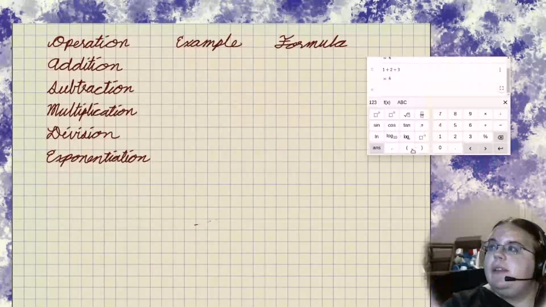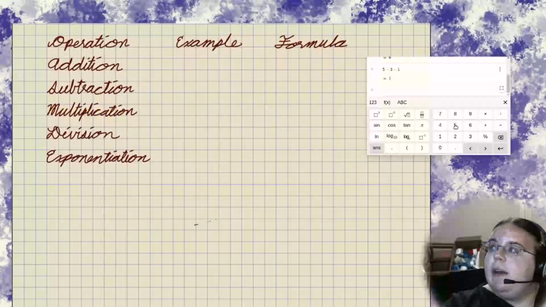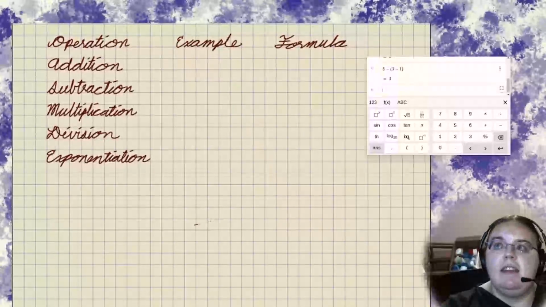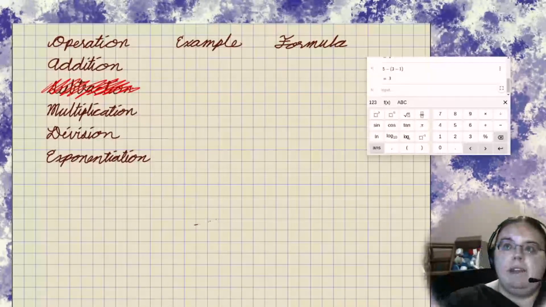So what about if we try to subtract 5 minus 3 and then from that minus 1? Well, we get 1. But then what about if we do 5 minus the difference, 3 minus 1? That time we got 3. So clearly subtraction is not associative. Subtraction is grouping sensitive.